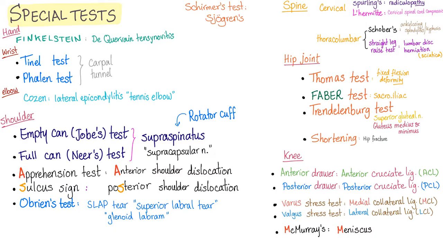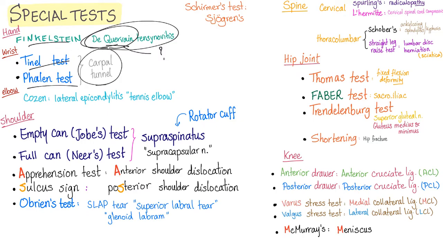Some special tests. Rheumatology has lots of special tests. We use the Finkelstein test for De Quervain tenosynovitis. The guy was French. We have De Quervain tenosynovitis and another disease by the name De Quervain. Do you know it? De Quervain thyroiditis, which is subacute thyroiditis. Tinel test and Phalen test for carpal tunnel syndrome of the median nerve.